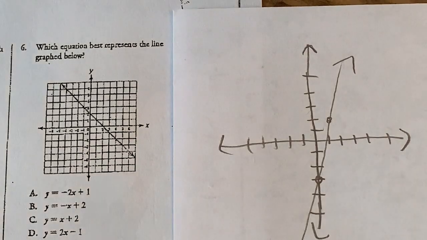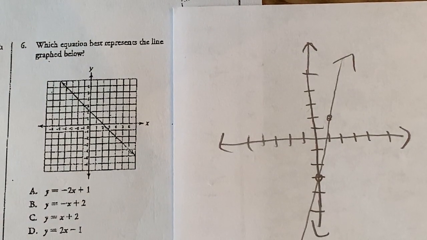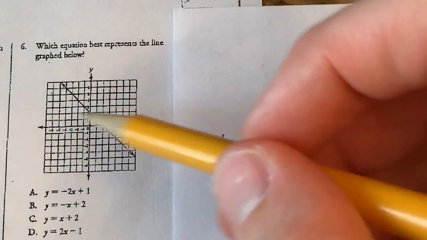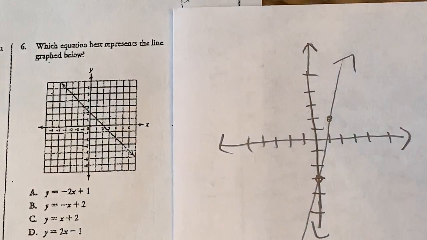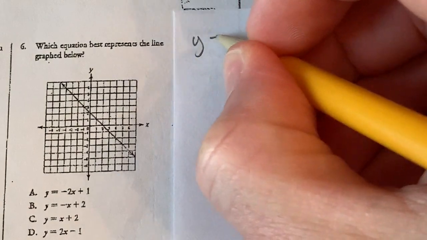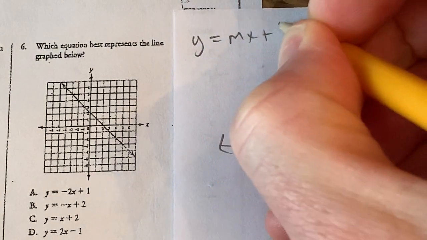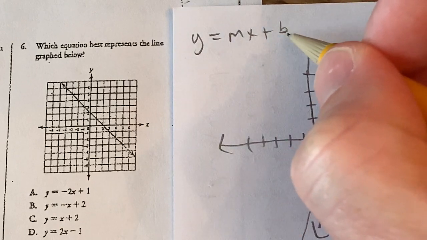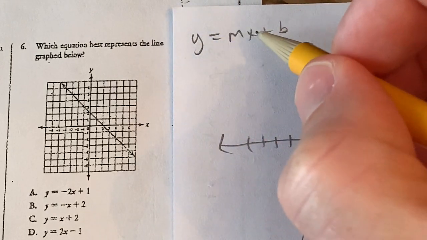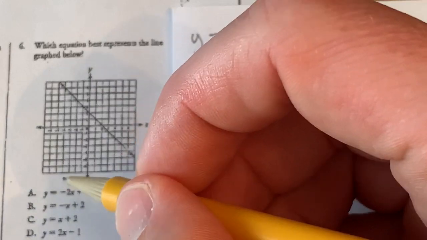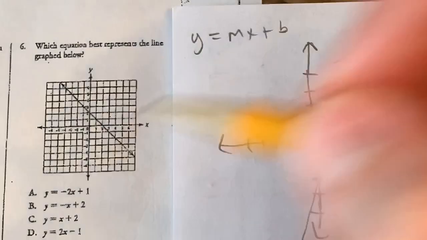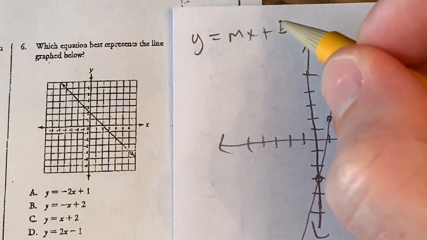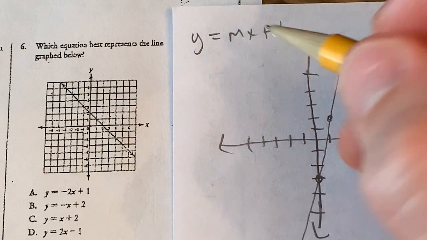Number 6, which equation best represents the line graph below? Okay, so we have a line graphed here, right? We have this line graphed. And so we need to remember the form y equals mx plus b. So we just talked about this. Remember, m is your slope, b is your y-intercept. These are both going to be present. So look, every equation has a y and an x, right? So we need to pull our y-intercept and our slope from this graph.